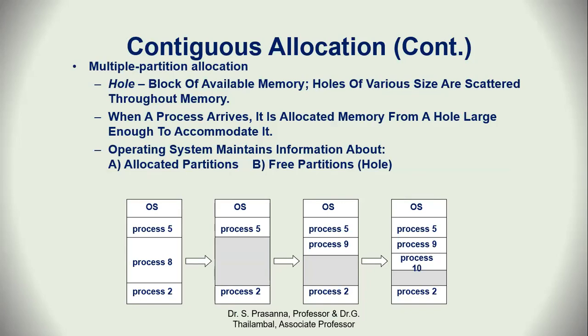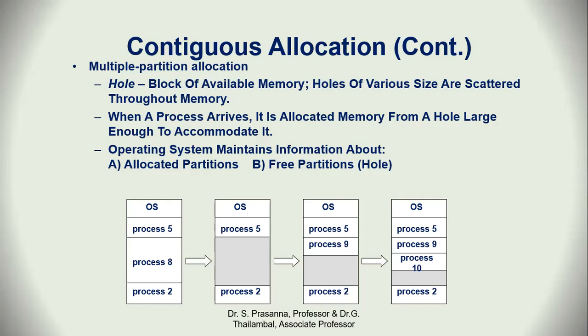When a process arrives, it is allocated memory from a hole large enough to accommodate it. Suppose a process comes with 30K bytes, and you already have a hole of 40K bytes. Even though it needs only 30K bytes, the 40K bytes will be allocated to that program. 10K is not going to be used by your program, so it is a waste of memory. The operating system maintains information about allocated partitions and free partitions, or holes.